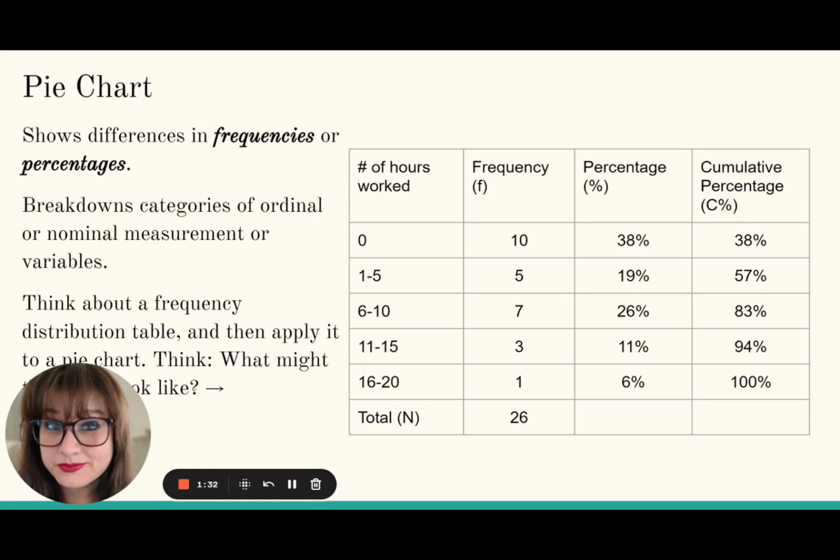If we're thinking about our frequency distribution table and applying it to a pie chart, what might the one on the right look like? If we're thinking in terms of ordinal or nominal variables, you wouldn't necessarily have 0, 1 through 5. You would have it written out as hours worked 1 through 5, or something to that effect. In a pie chart, the largest portion would be the zeros worked, because it's 38%. So think about what a pie chart might look like for your variables. There are options for pie charts already listed on Google Forms, so it's important that you at least look through those so you understand what a pie chart would look like in this case.